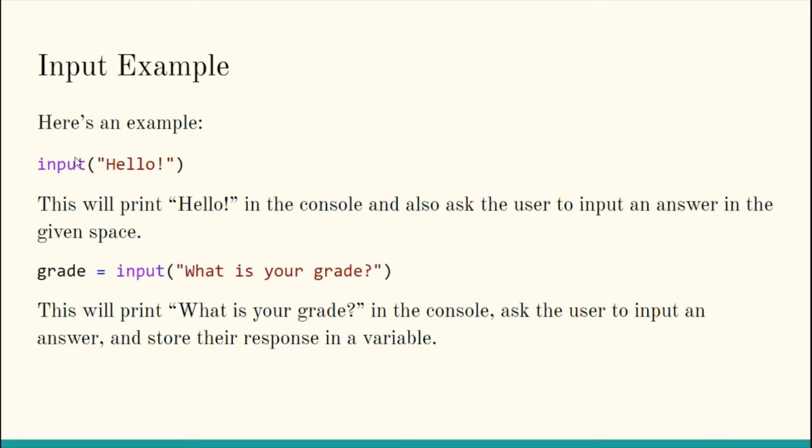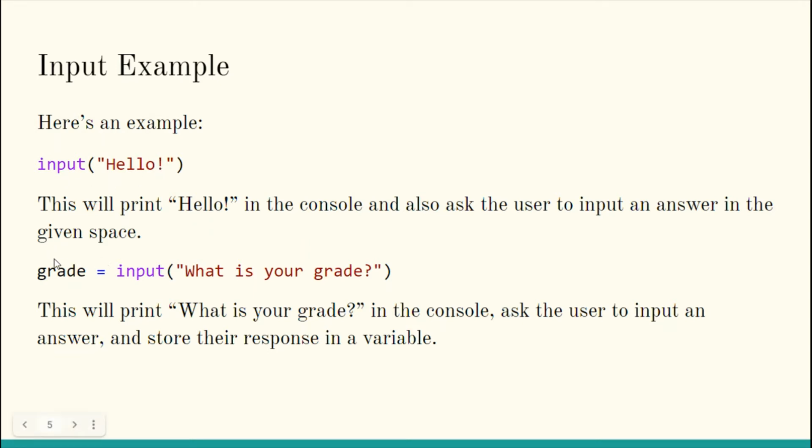First, you type in input, and then a set of regular parentheses, and then what you want to print in the console before asking the user to input their answer in quotation marks. So what this will do is it will print hello in the console and also ask the user to input an answer in the given space.